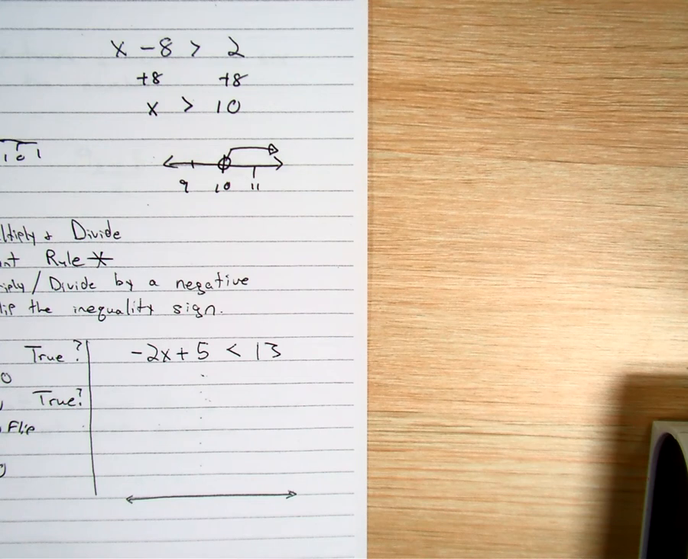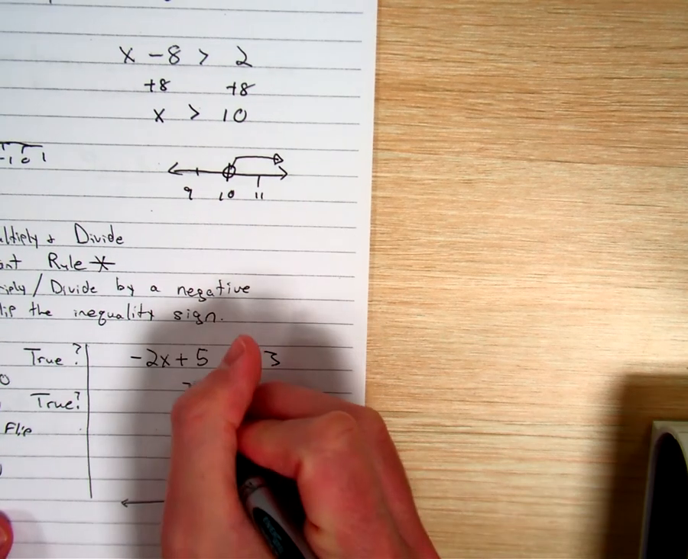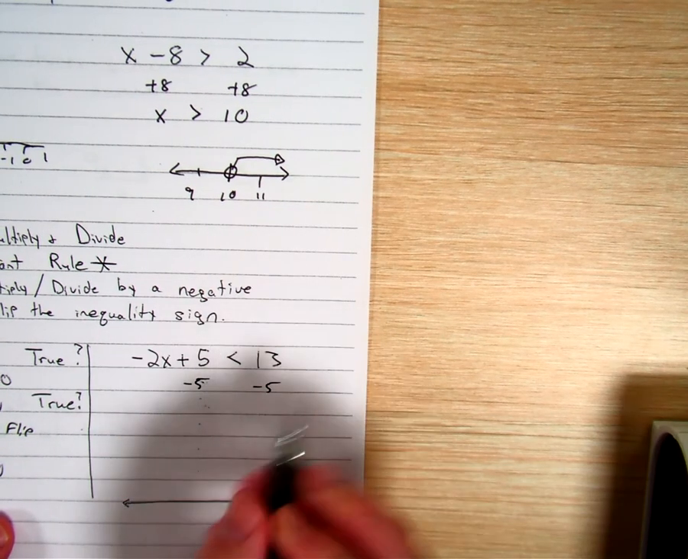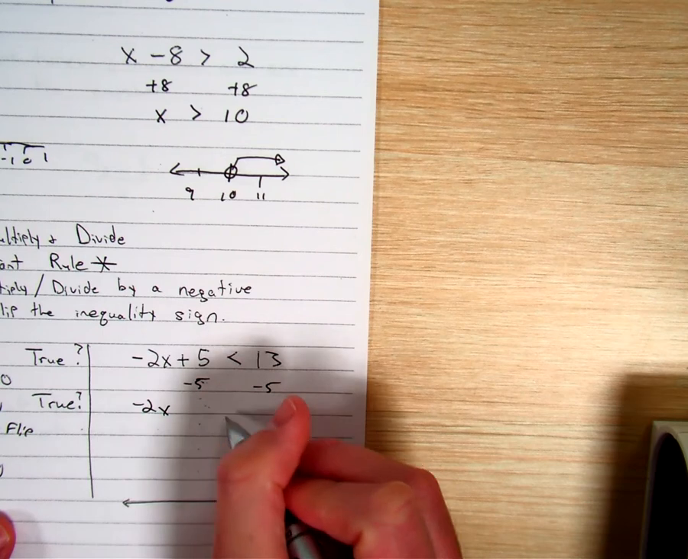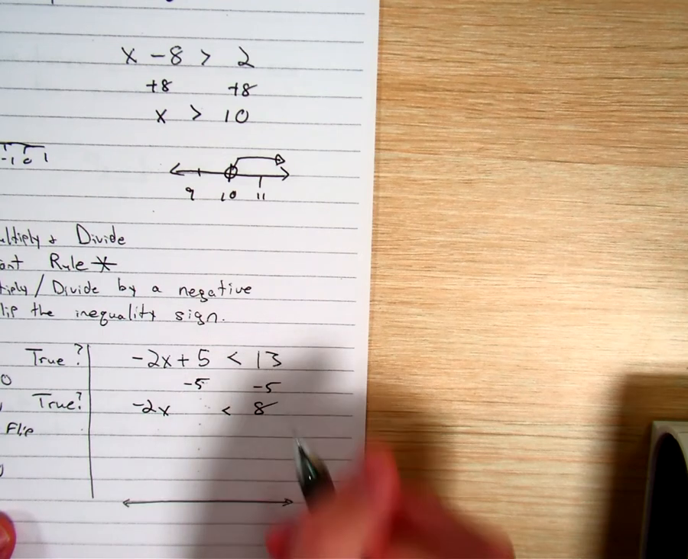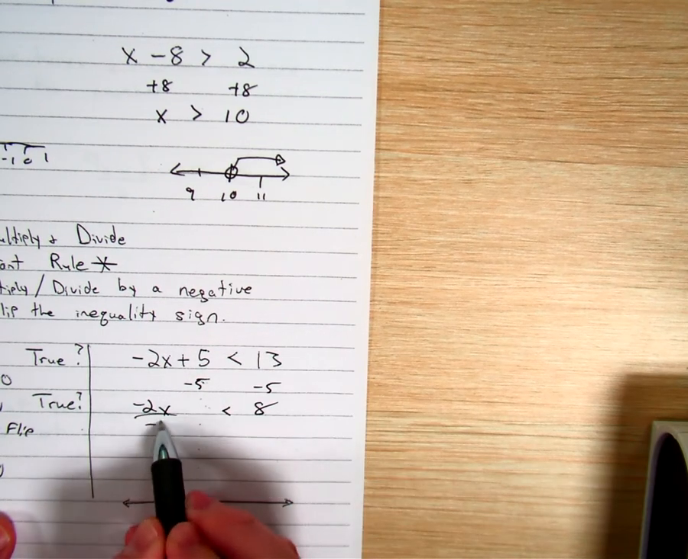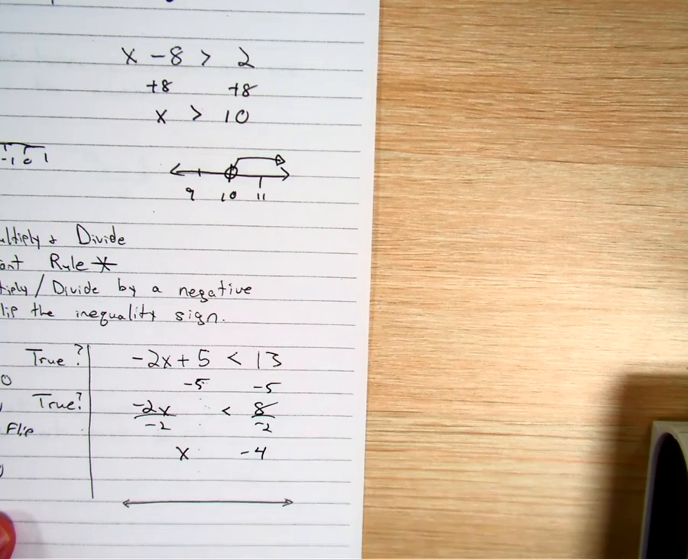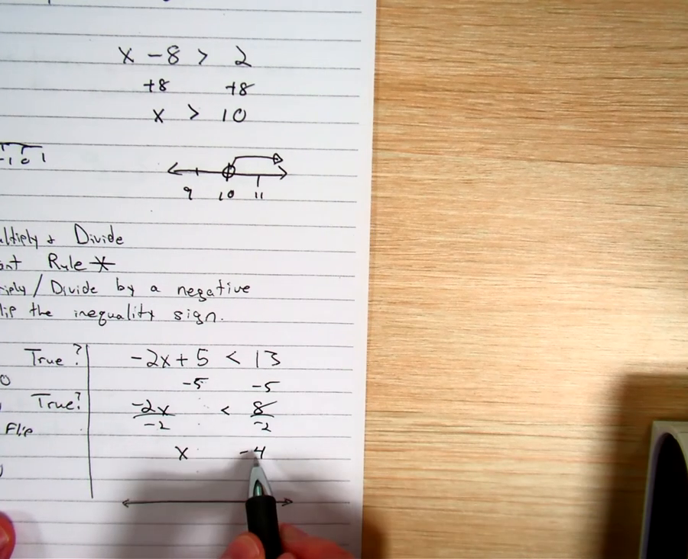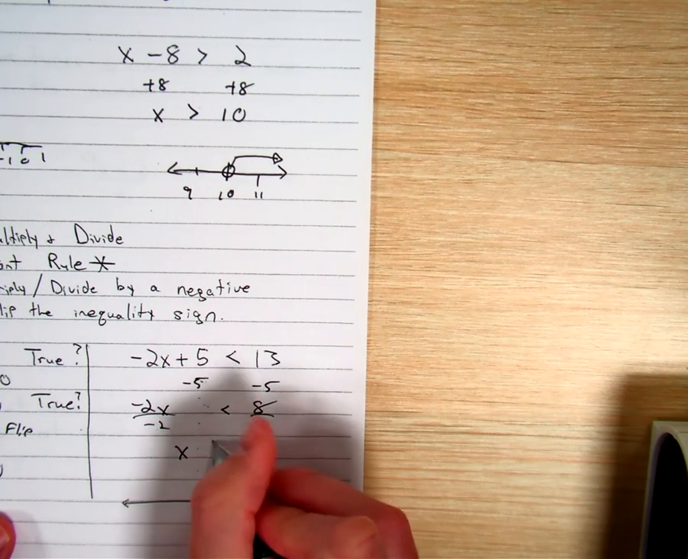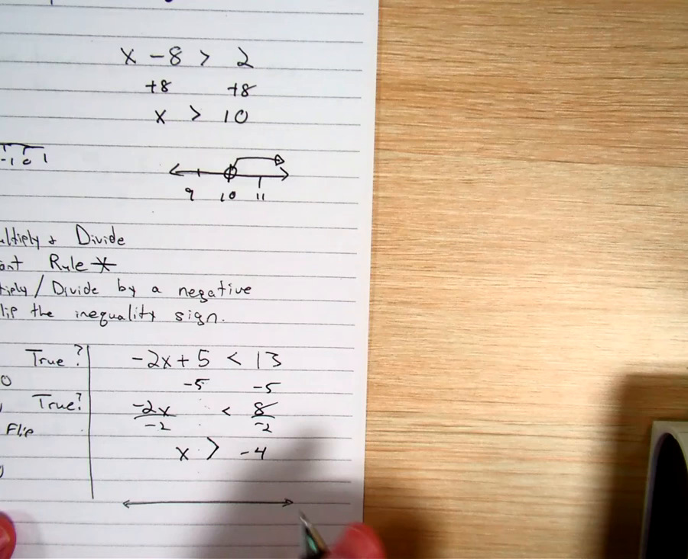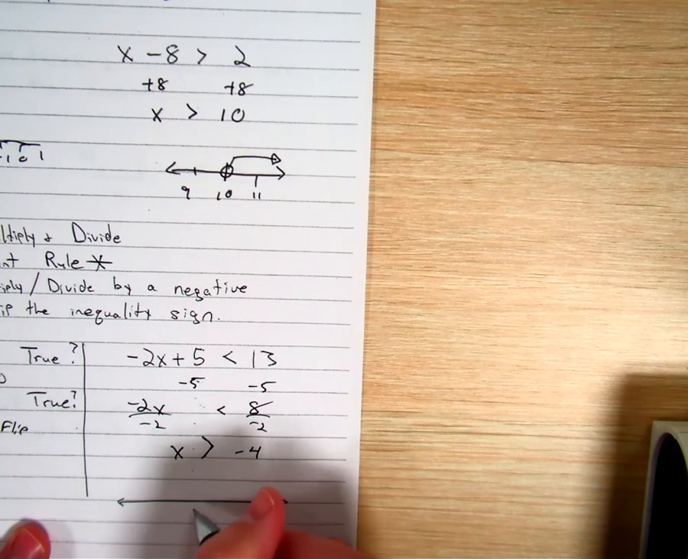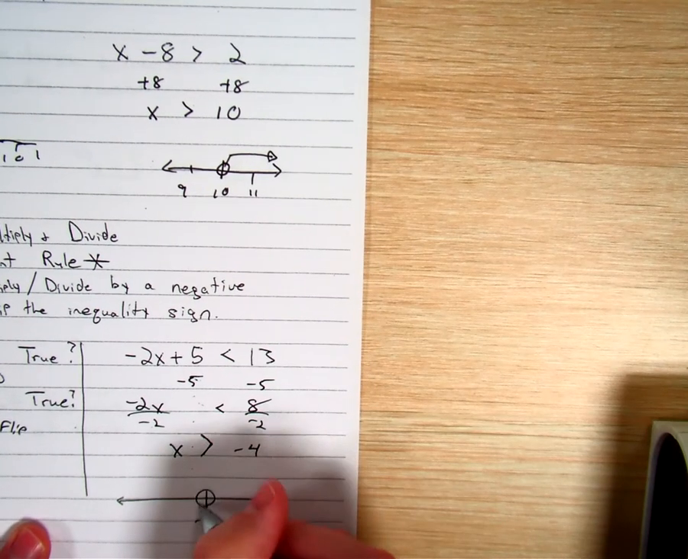All right, welcome back. Let's see how you did. Step 1, we're going to minus 5. Step 2, we're going to divide by negative 2. X, negative 4. Flip it, because I divided by a negative. Flip it. X is greater than negative 4. So I put negative 4 in the middle, open circle.